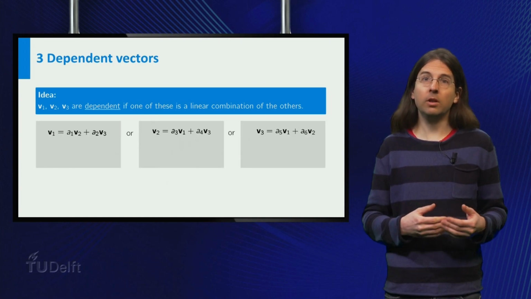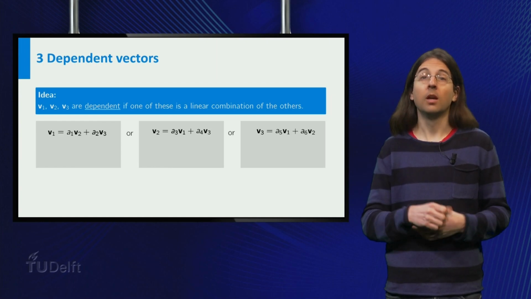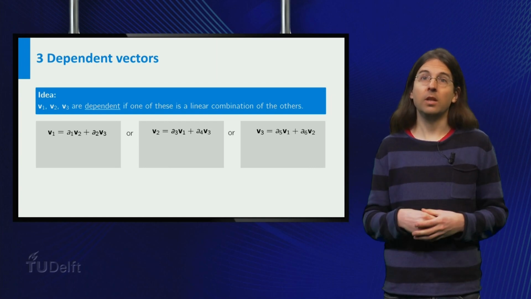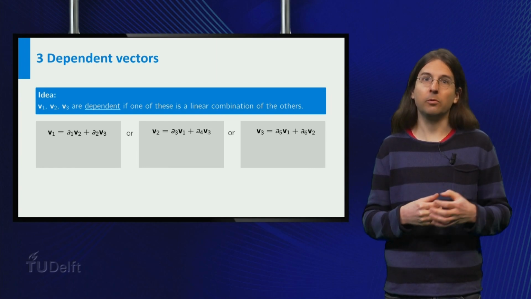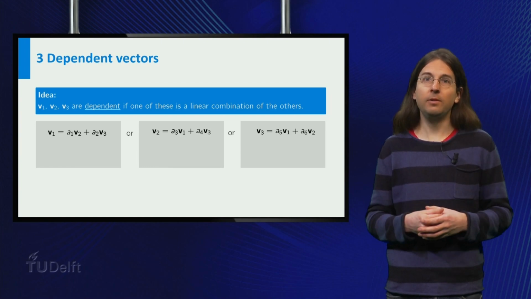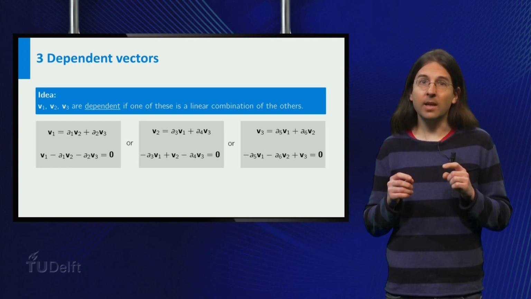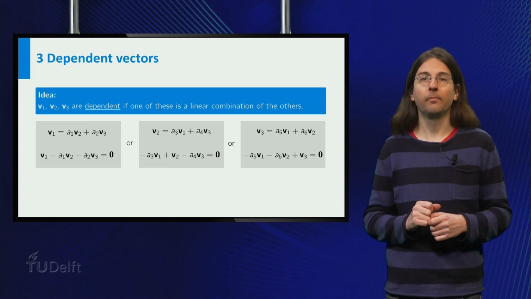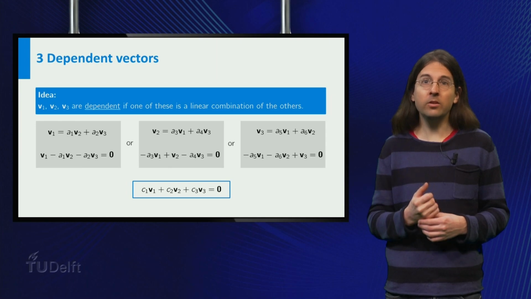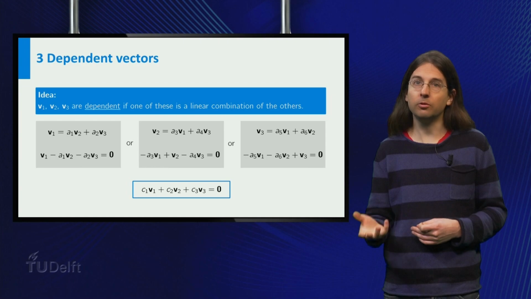To see whether v1, v2, v3 is dependent, we would have to check three equations. v1 equals a1 v2 plus a2 v3, v2 equals a3 v1 plus a4 v3, and v3 equals a5 v1 plus a6 v2. Note that all three equations can be rewritten in the same form. Indeed, they are equivalent to an equation of the form c1 v1 plus c2 v2 plus c3 v3 equals 0.